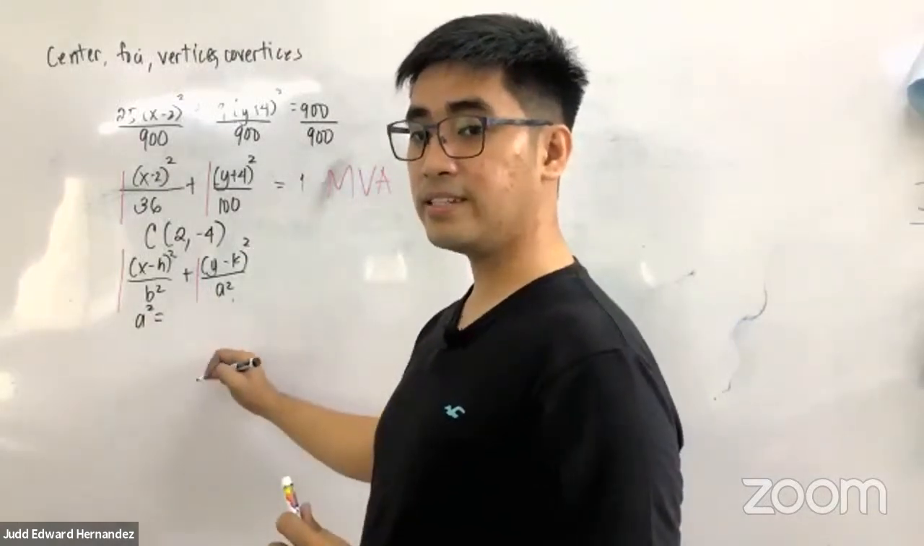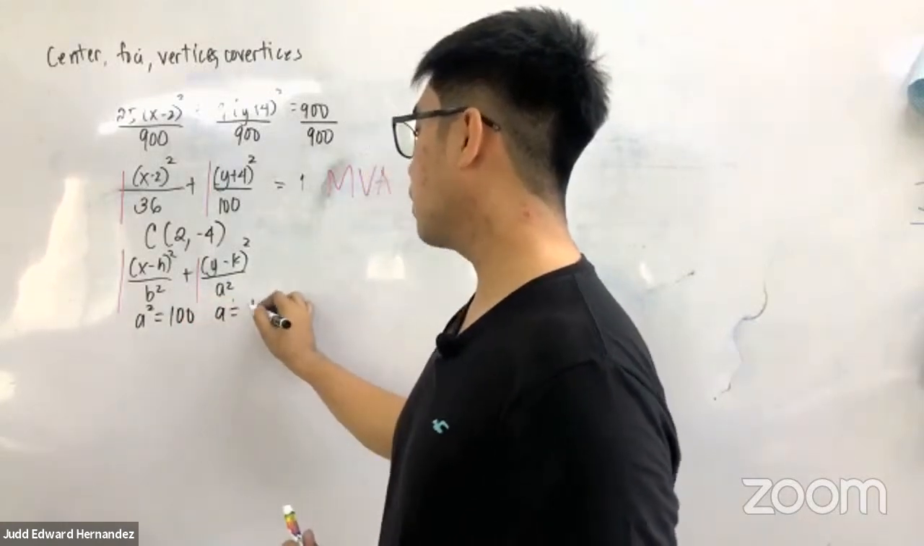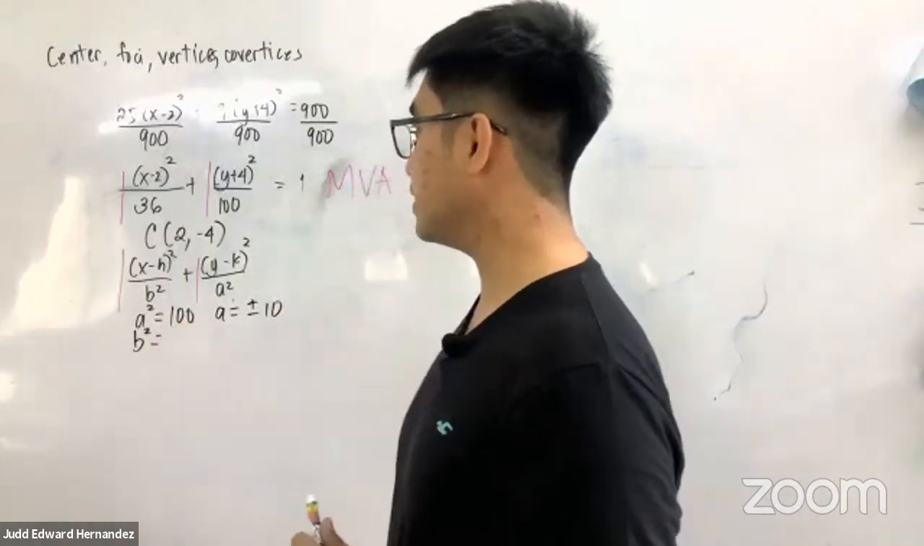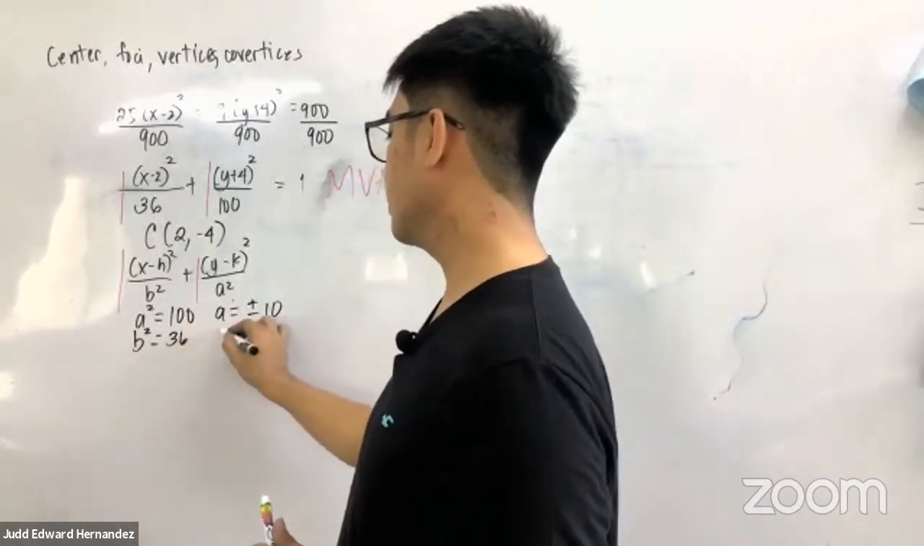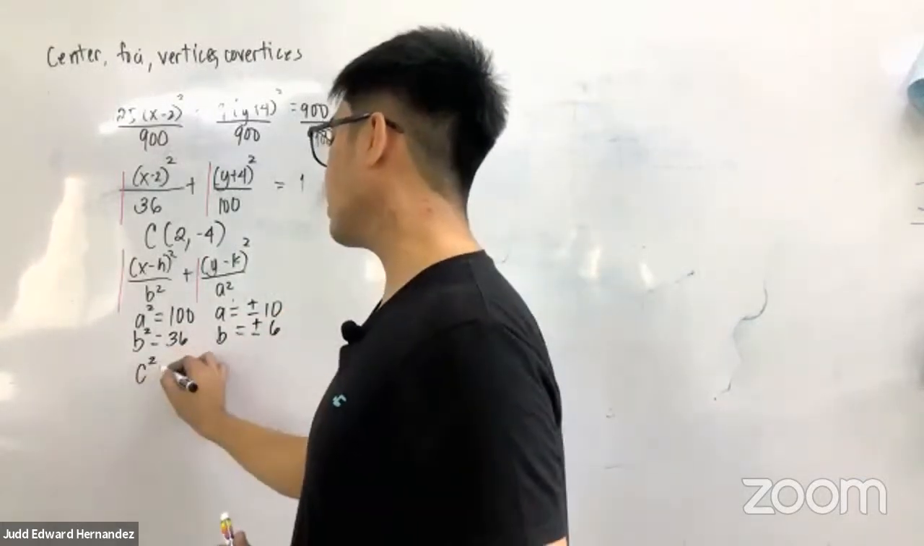Our a squared is 100. Therefore, our a is plus minus 10. What is our b squared? Our b squared is 36. Therefore, our b is plus minus 6. What is our c squared now?